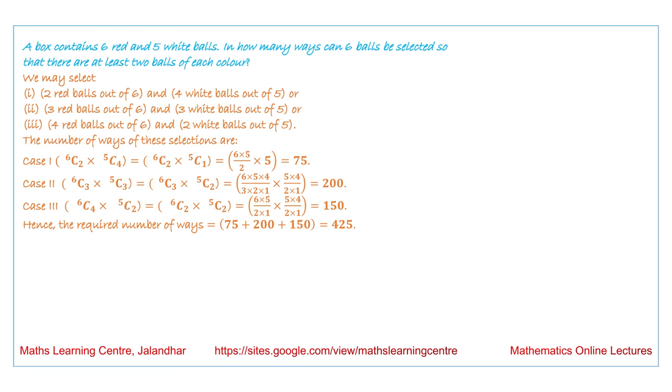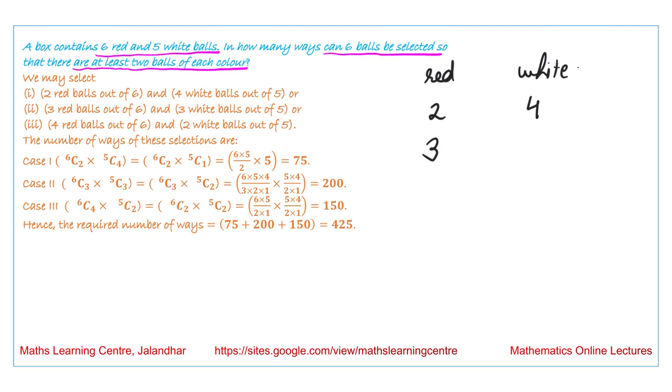Next is: a box contains 6 red and 5 white balls. In how many ways can 6 balls be selected so that there are at least 2 balls of each color? So it is at least 2 balls of each color. It means if we have 2 balls which are red, then we will have 4 balls which are white. If we have 3 balls which are red, then we will have 3 balls which are white. If we have 4 balls which are red, we will have 2 balls which are white.